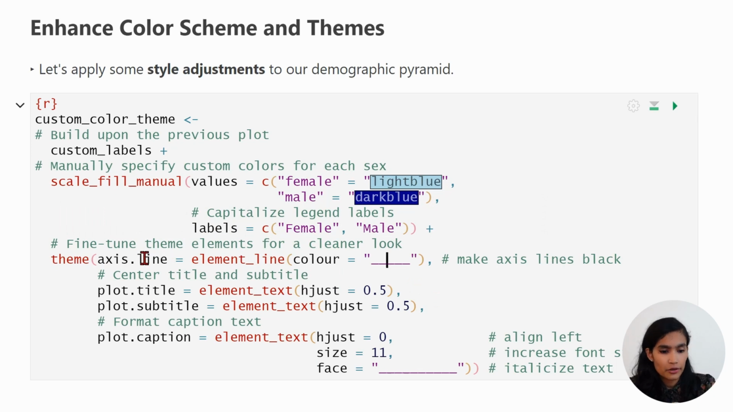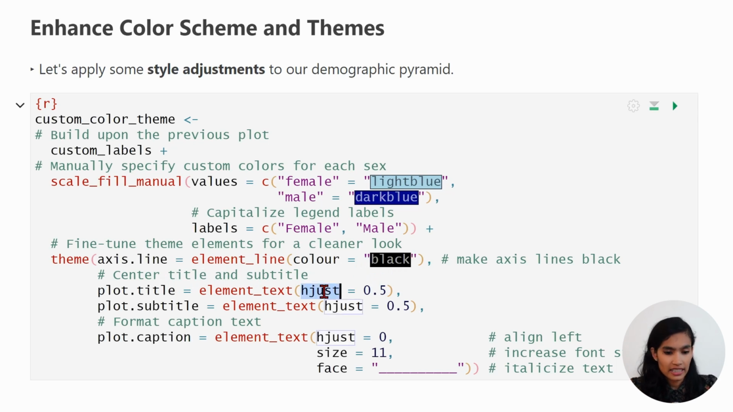So in theme, the axis line argument can change the X and Y axis look. So we're going to say that the line of the axis should be color black. So we're going to make the X and Y axis line colors black instead of the kind of light gray that we had before. Next, we're going to center the title and subtitle.